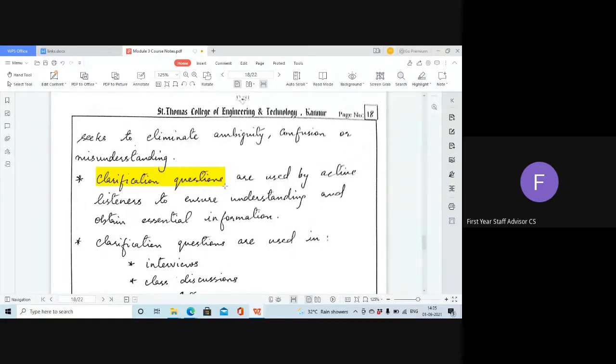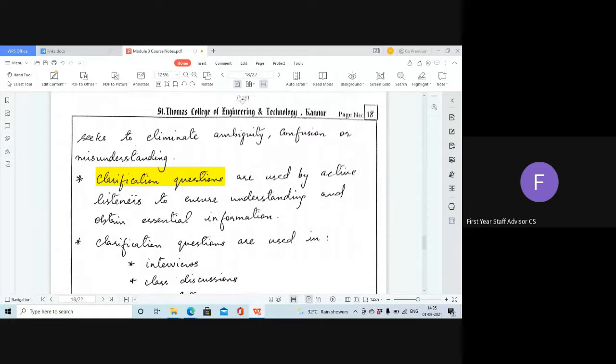An active listener is a person who is very keenly listening to the speech or the presentation. They are not sitting simply with blind ears, but they are listening to the lecture or the speech, and then trying to clarify their doubts. So clarification questions are asked by active listeners to ensure understanding and obtain essential information.